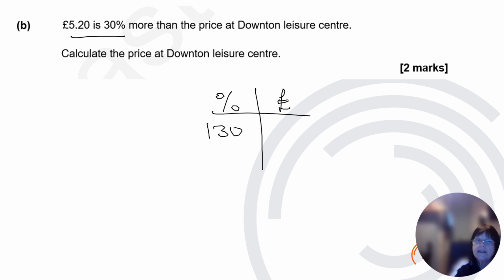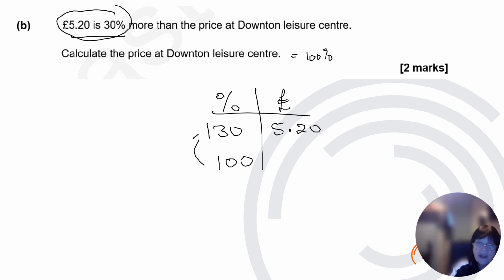So have a little think about this, and we've still got percentage and pounds, and what we know is that 130% is £5.20. What we want to know is what is 100%. So the price at Downton Leisure Centre we're saying is 100% because this is the Downton Leisure Centre and 30%. So we do the same thing, we divide by the number above and we multiply across, and that will take you to Downton Leisure Centre. It has a price of £4 per swim. So £4 is the answer that you're looking for, but this is a reverse percentage.